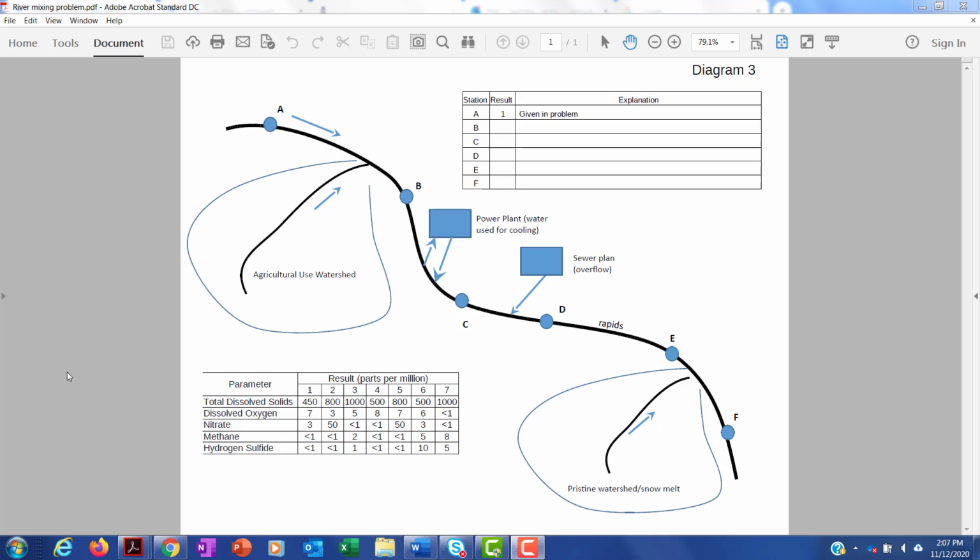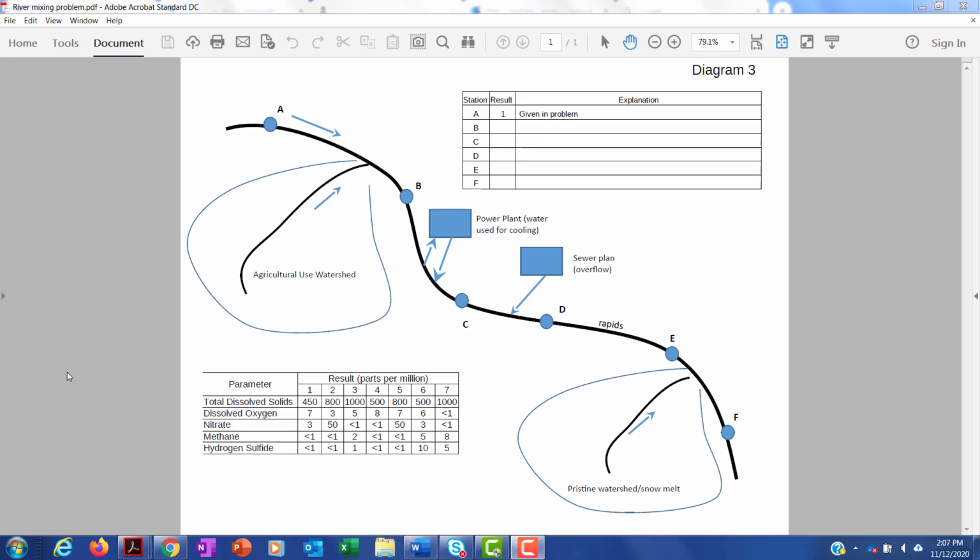But I wanted to walk through what I was looking for on this problem as a little teaching moment here, trying to get some of these principles of water quality down. I thought this was a good way to do that. So I want to walk through this and see what happens here.